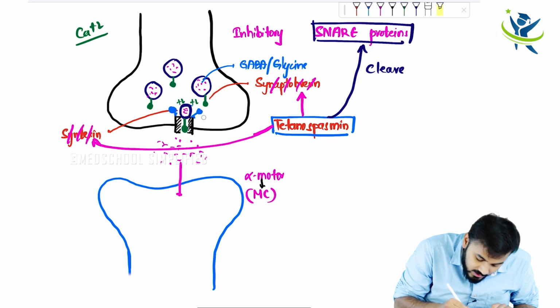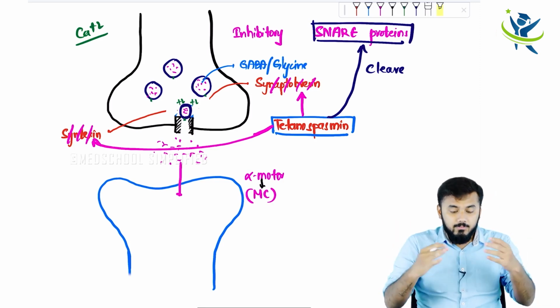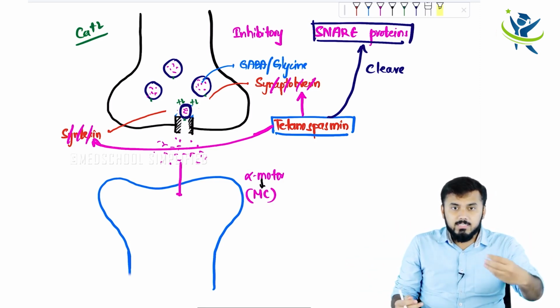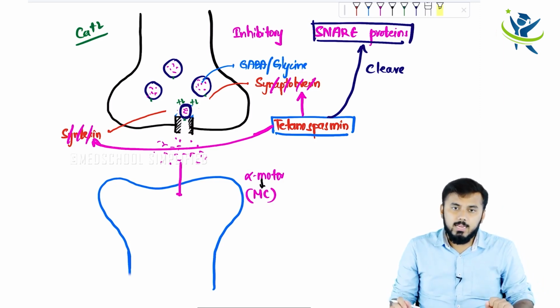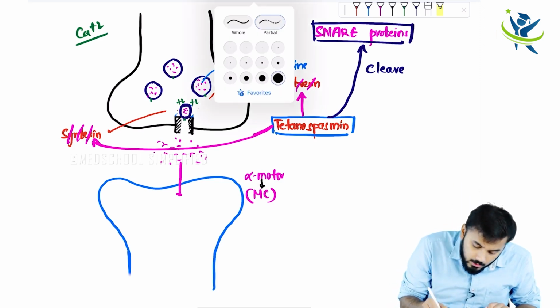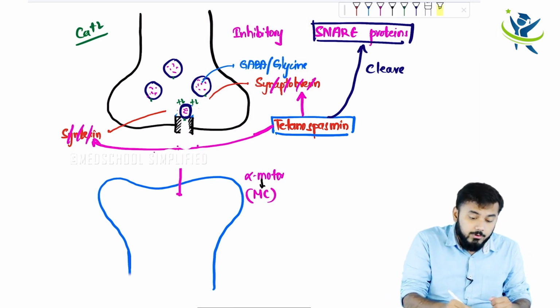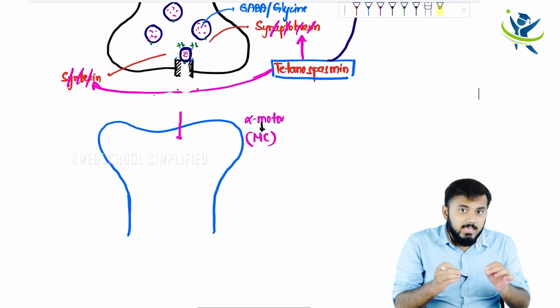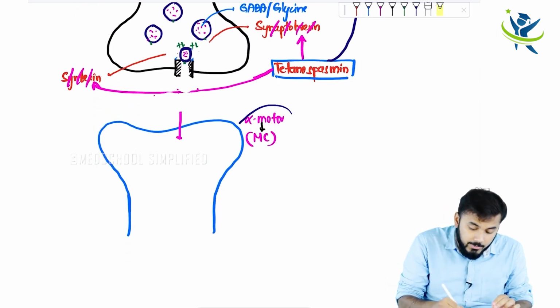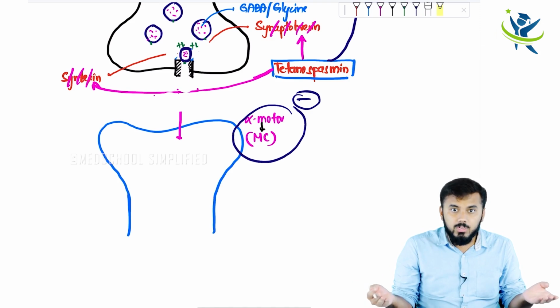When this is happening, do you think I will have any syntaxin now? No. Do you think I will have any synaptobrevin now? No. So when there is no synaptobrevin and no syntaxin, how will the vesicle release its contents into the synaptic cleft? No. There will be no release of any neurotransmitter here. Is there any inhibitory neurotransmitter right now to inhibit the alpha motor neuron? No. Previously there were GABA and glycine. Now there is no neurotransmitter to inhibit it.